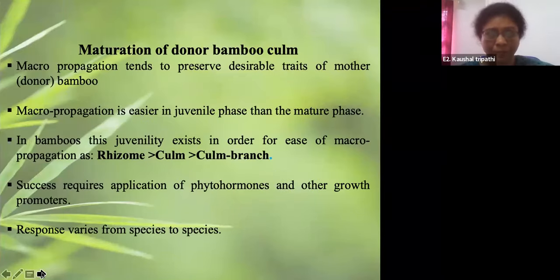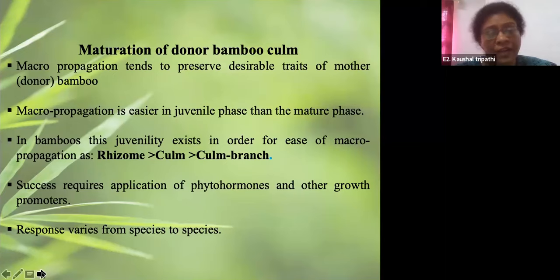Next slide, please. Also, maturation of the donor bamboo culm is an important factor. Macropropagation tends to preserve desirable traits of the mother or donor bamboo. So this results in true to type plants, that is, the plants we are producing will have the same genetic makeup as the donor bamboo. And macropropagation is easier in the juvenile phase than in the mature phase. In the young parts of the bamboo clump, it is easier to get rooting than in the mature phase.